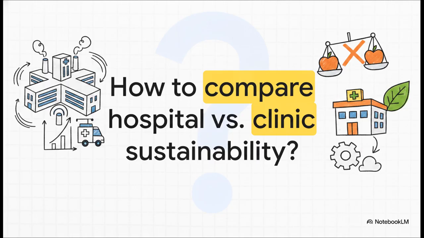I mean, if we just look at the raw numbers, it's the ultimate apples to oranges problem, right? The massive hospital is always going to look like a much heavier polluter simply because, well, it's bigger. But does that automatically mean they're less efficient? Or are they just doing a whole lot more work?